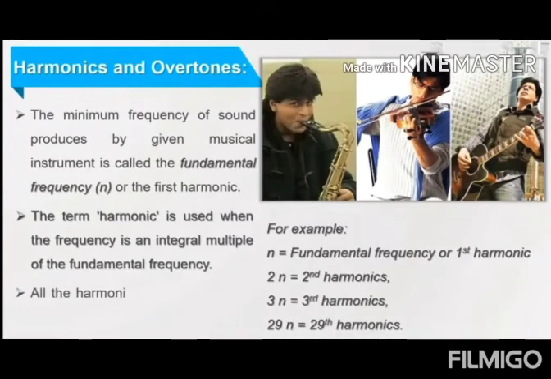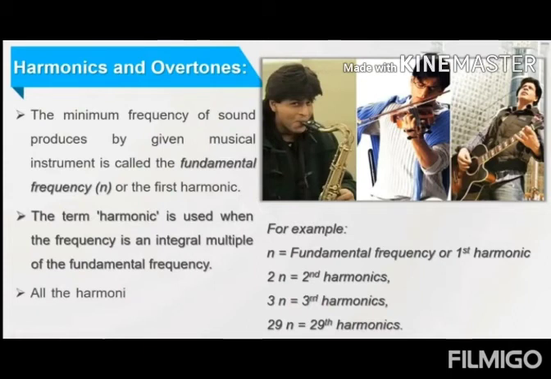The next article is harmonics and overtones. All the musical instruments produce sound, and that sound is a mixture of different frequencies. It contains low frequency sound as well as high frequency sound. This low frequency sound is called harmonics and high frequency sound is called overtone.